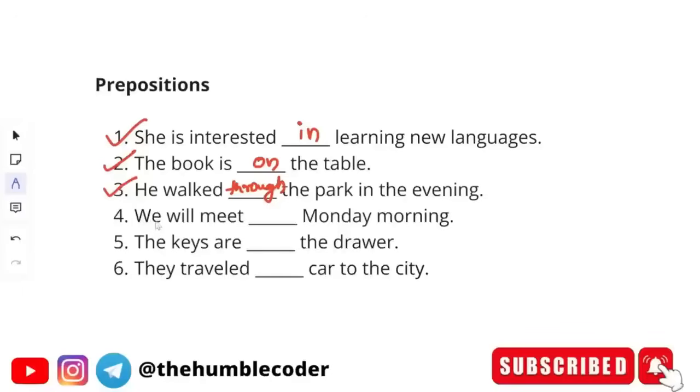Next, see the next question. We will meet dash Monday morning. The correct answer will be we will meet on Monday morning. Next question is, the keys are dash the drawer. The correct answer will be the keys are in the drawer. And we have the last question based on prepositions, that is, they traveled dash car to the city.